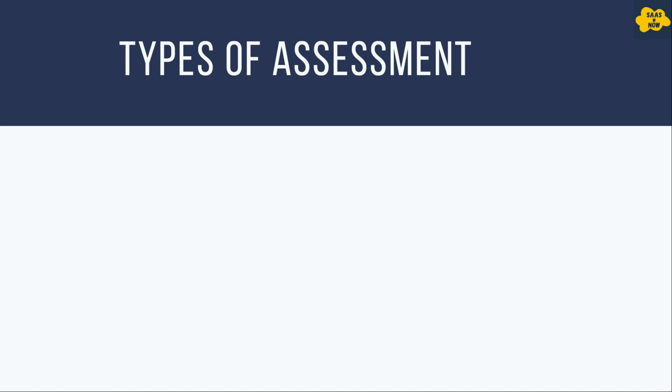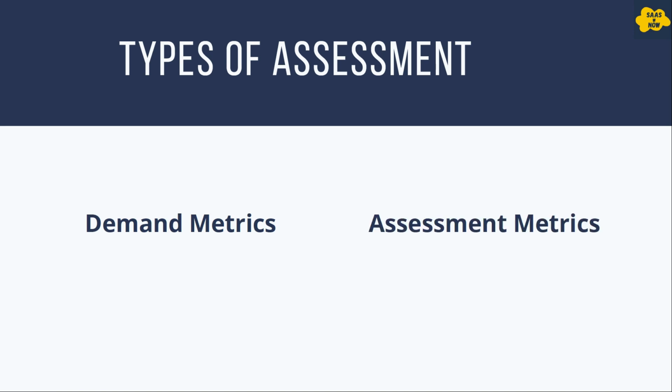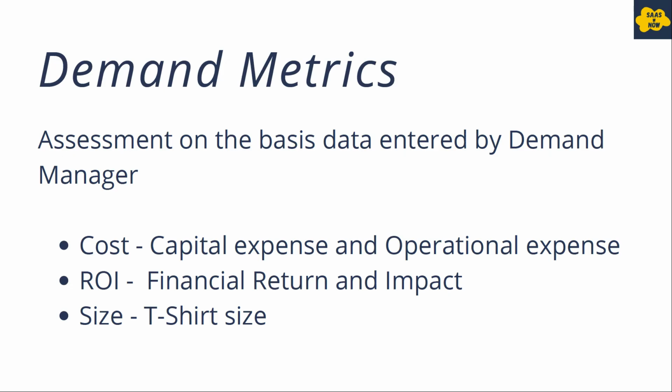Types of assessment. There are two types of assessment in demand management: demand metrics and assessment metrics. In demand metrics, assessment is done on the basis of data entered by the demand manager related to cost, ROI, and size. Cost is calculated as per the values provided in the capital expense and operational expense fields by the demand manager. ROI is calculated as per the values provided in financial return and impact fields. And size is the effort needed to complete that demand.